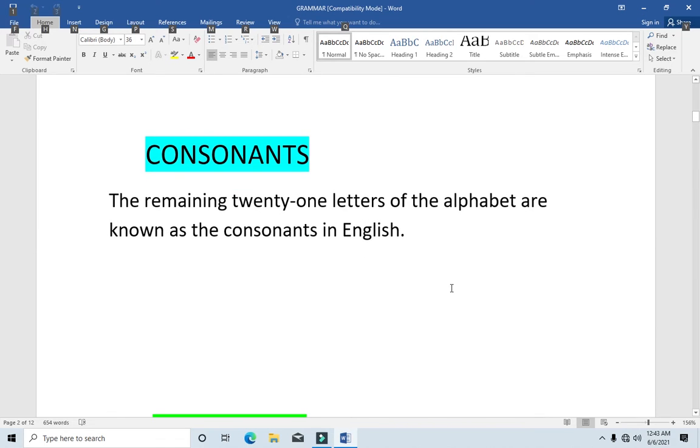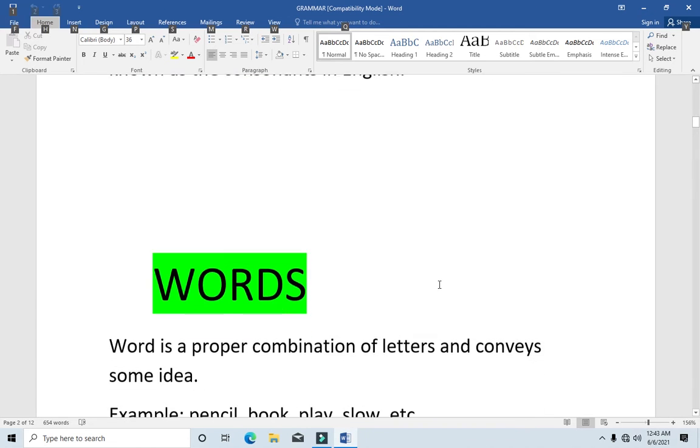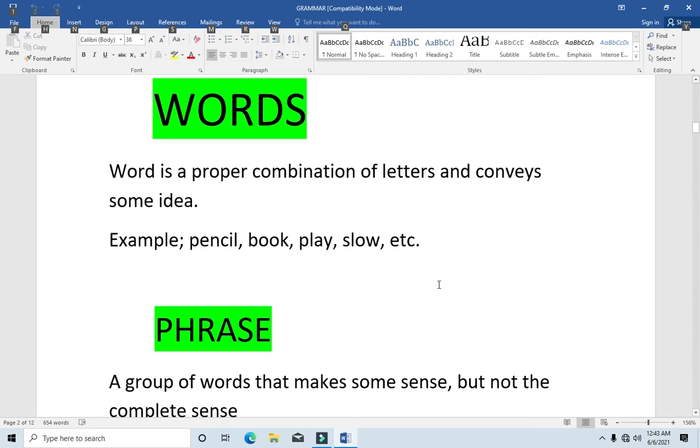Now the other topic is consonants. So the remaining 21 letters of the alphabet are known as the consonants in English. Now it's easy and simple. Let's go to discuss words.